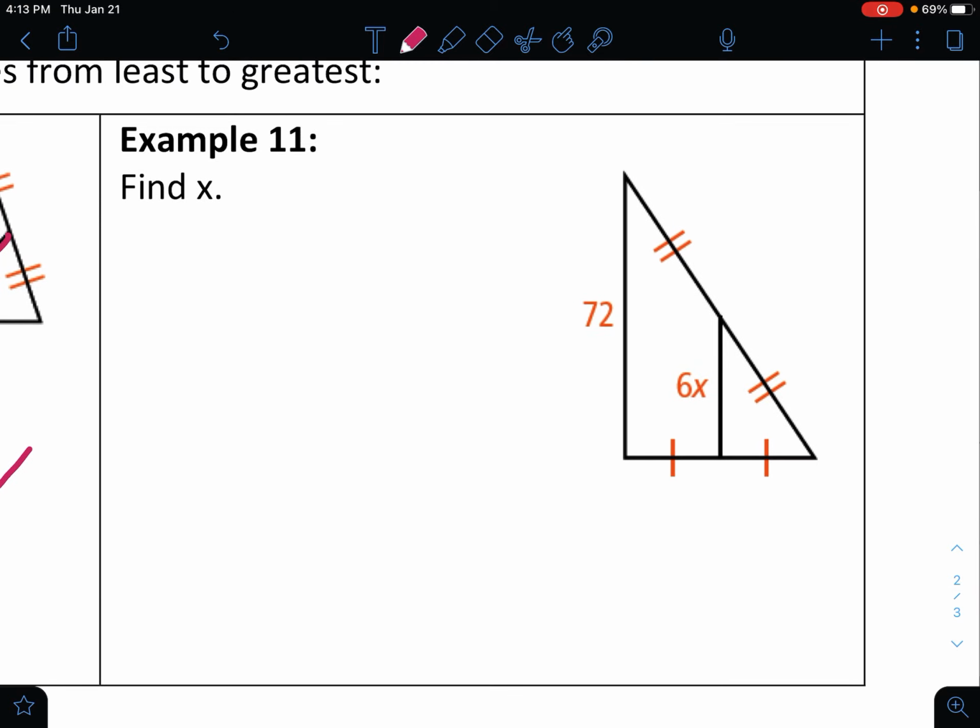All right, last example. Same situation. Don't forget the long side equals 2 times the short side. So the long side is 72. And that'll be 2 times the short side, which is 6x.